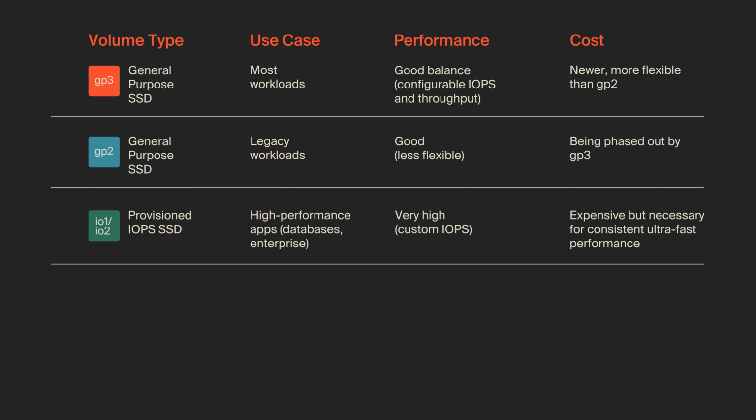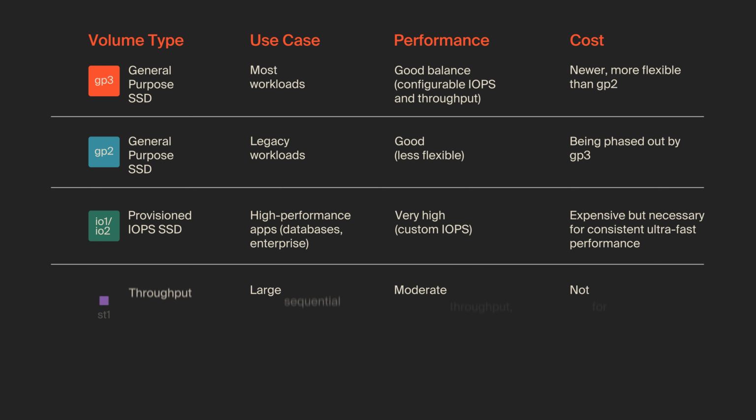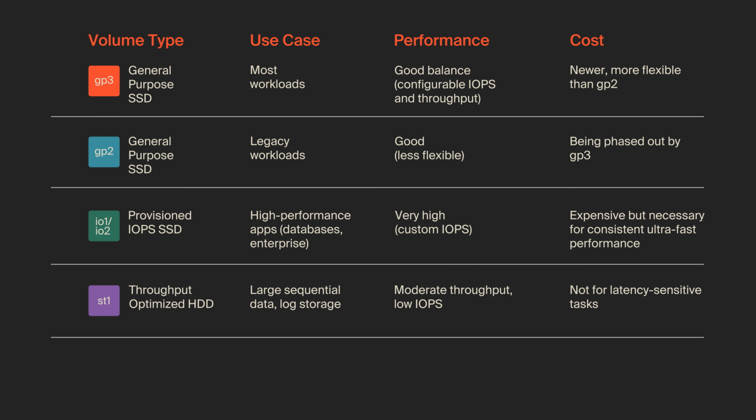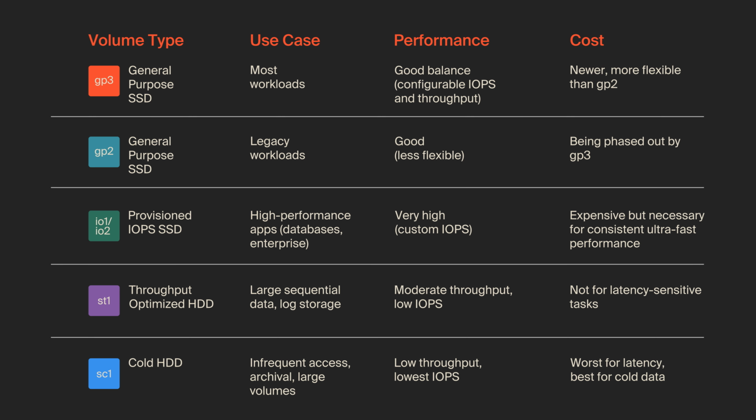Then there's provisioned IOPS SSDs, IO1 and IO2. These are for high-performance applications like databases or enterprise workloads that need consistently high IOPS. They're expensive, but if you need ultra-fast storage, this is where you go. For workloads that don't need SSD performance, AWS offers throughput-optimized HDDs, ST1, and cold HDDs, SC1. These are great for things like log storage or large sequential workloads, but if you try to use them for anything latency sensitive, you're going to have a bad time.